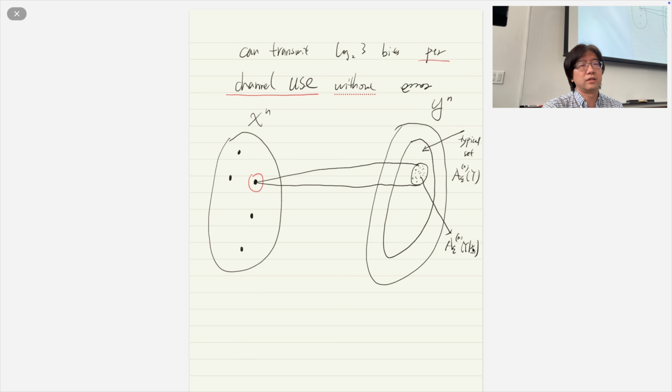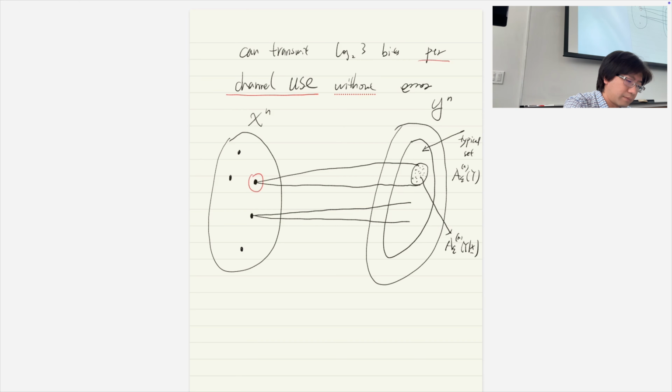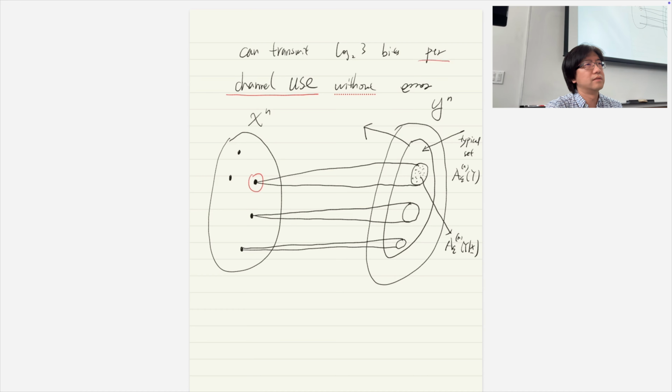Because we have a condition here, the size of this typical set can be much smaller than the total. For the second code word, we're going to have pretty much the same thing: the received sequence will be within this typical set. For the third code word, it could also be like this. Everything will be in the typical set. Now I think it becomes relatively clear. Can you tell me what is the total size of this typical set, roughly speaking? The cardinality of it.